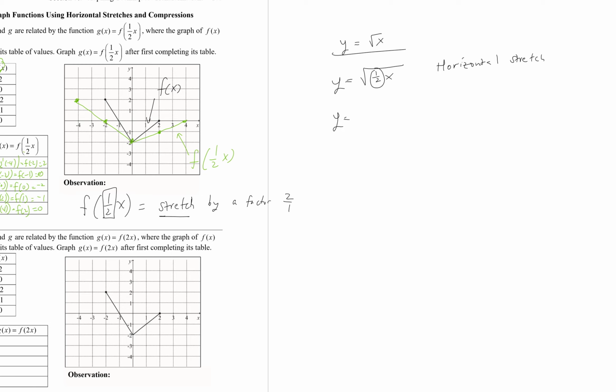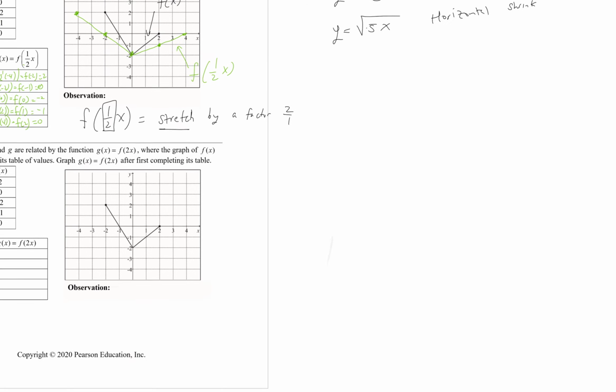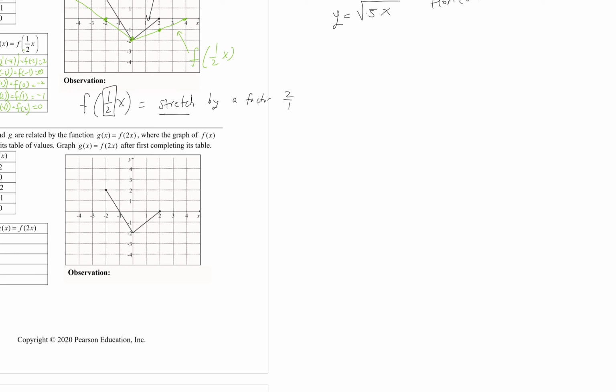So that means if I saw square root of, I don't know, let's put 5x. This is going to be, I hope you guys realize, a horizontal shrink or compression. Why? Well, what's the reciprocal of 5? 1/5. And 1/5 is a small number, right? So it's going to shrink by 1/5. That's how it works, okay? It's always opposite. It's always flipping on you.